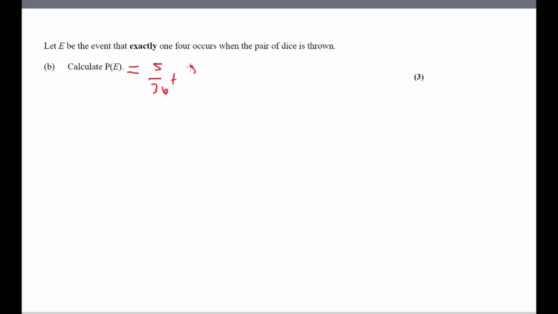Well, we just found out that that is going to be 5/36 plus 5/36, 10/36, which we can also simplify to 5/18. So that was really just using the tree diagram to calculate this probability.